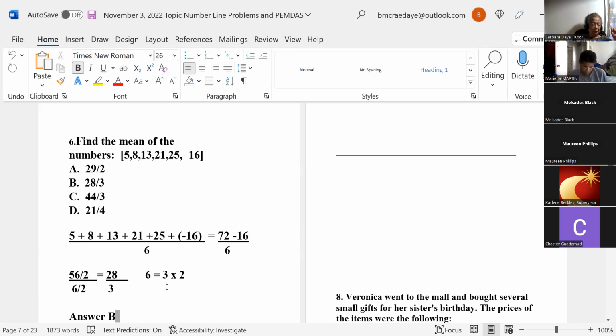Okay. Now, what I was saying, 56 over 6 doesn't look like any of these answers, but there's a common multiple between 56 and 6. How do you find it? Take the smaller number, and 3 times 2 are the multiples of 6. In other words, they multiply to give you 6. Now, when you look at 3 and 2, which one of those numbers divides into 56?